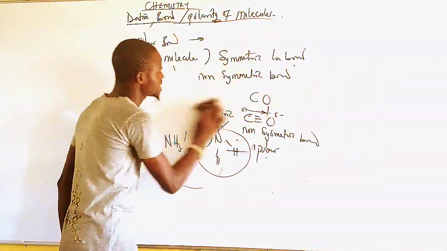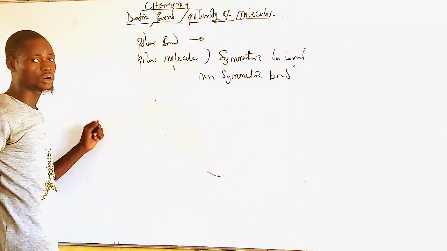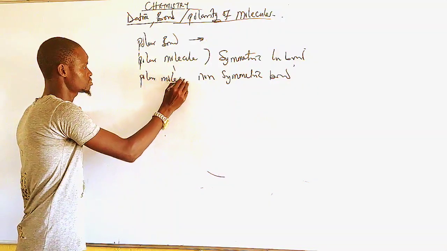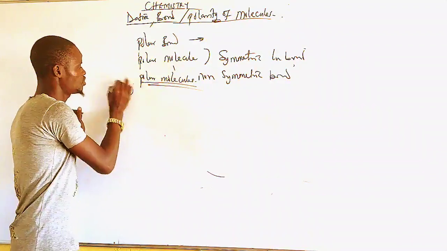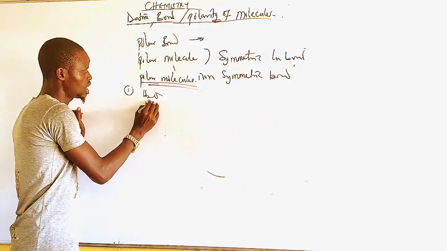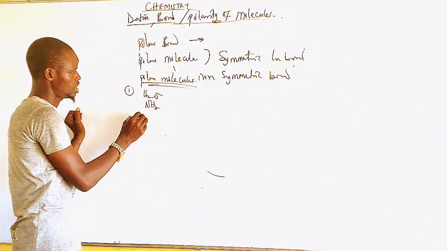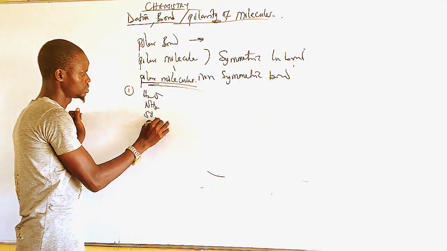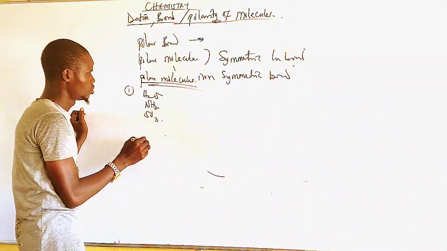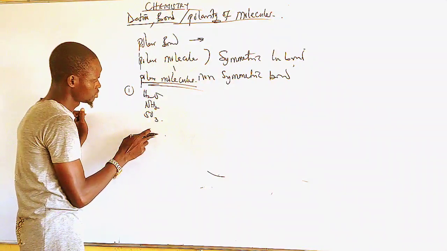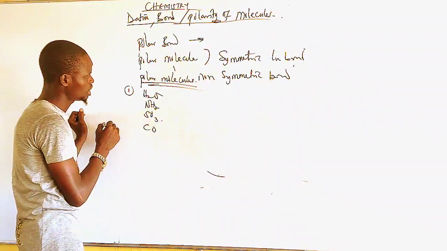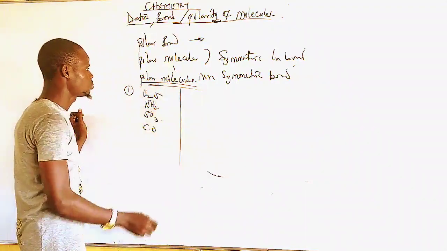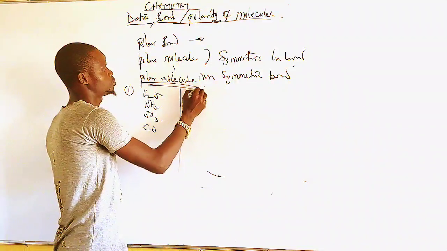So these are great examples of what? Polar molecules and non-polar what? Molecules. So polar molecules, we have H2O, we have NH3, we have SO3, yes, it's a polar molecule. We have CO, which is a polar molecule. As much as that, they are polar molecules. Now, non-polar molecules, these are non-polar.